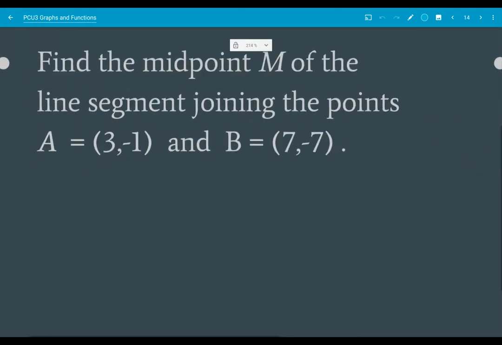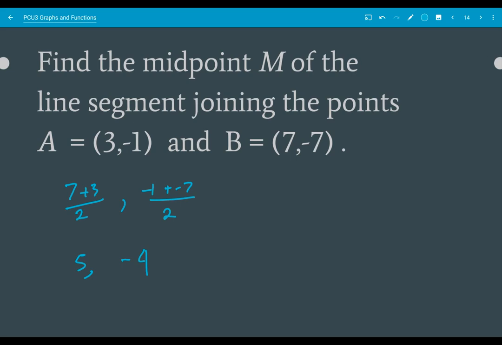So let's work one out. You find the midpoint of M by joining the line segments. So I'm going to find my average. I'm going to say (7 plus 3) over 2, comma, (negative 1 plus negative 7) over 2. So this becomes 5. And then this one is negative 4.